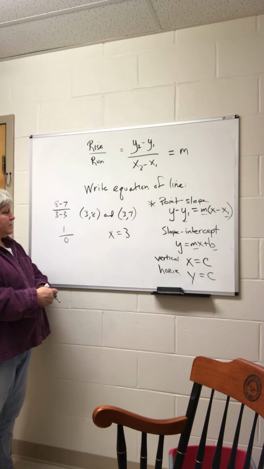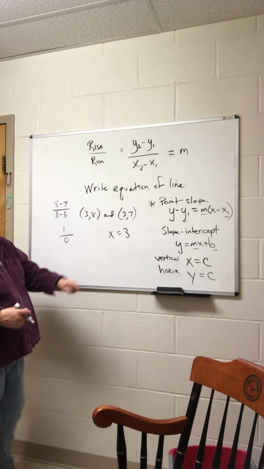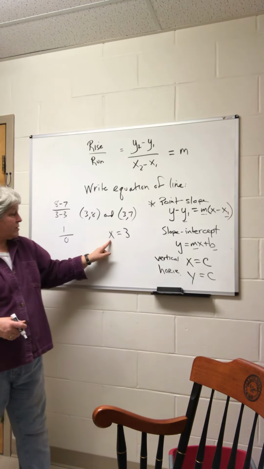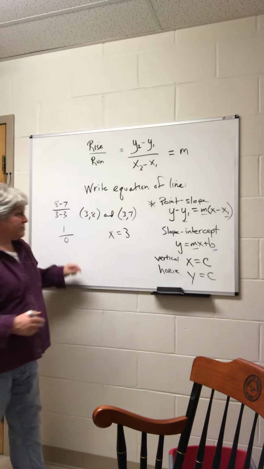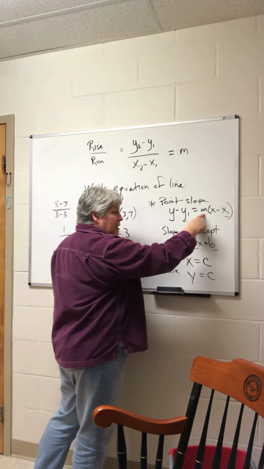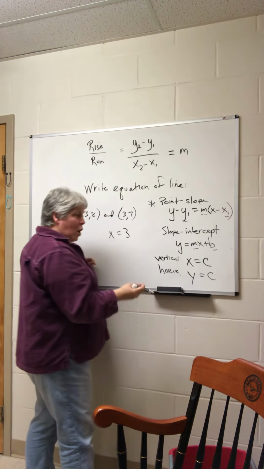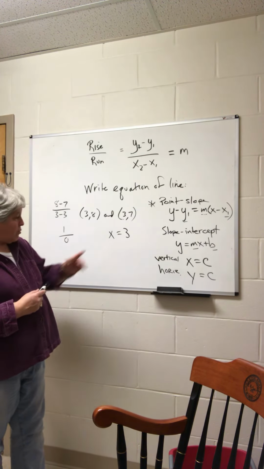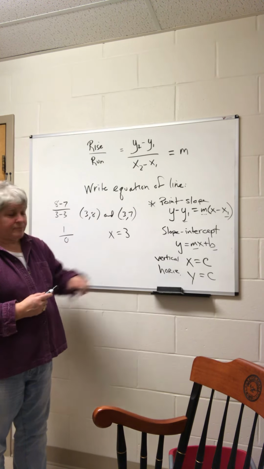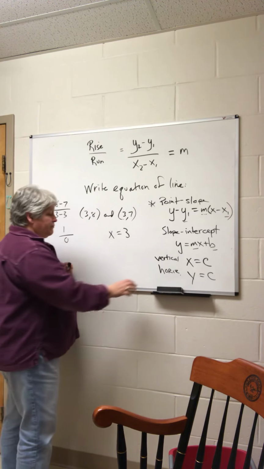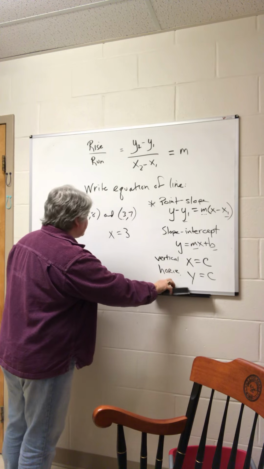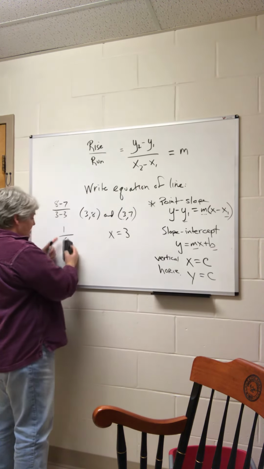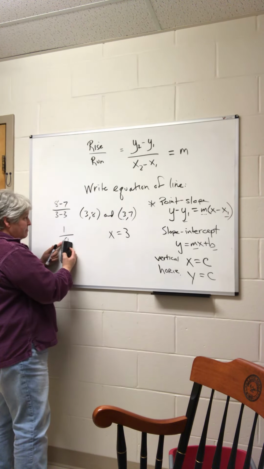Okay? Do not try to use this formula for a vertical line because there's no way to plug a non-number, a non-existent number in for m. So you have to go right to this form right here. Most of the time when given 2 points, this kind of thing won't happen.